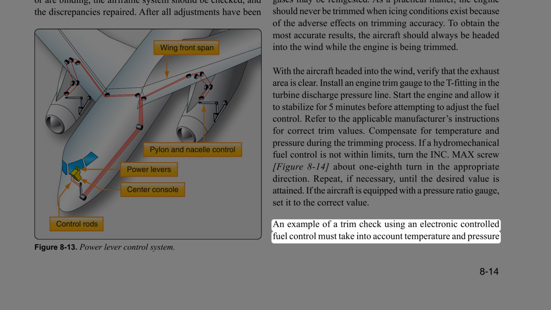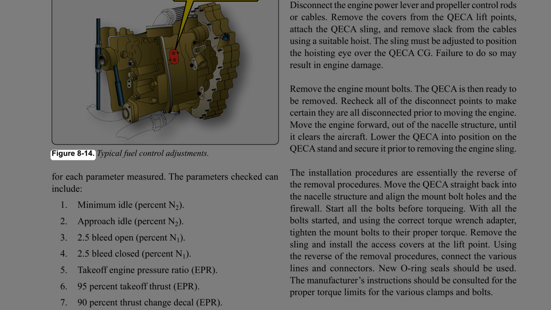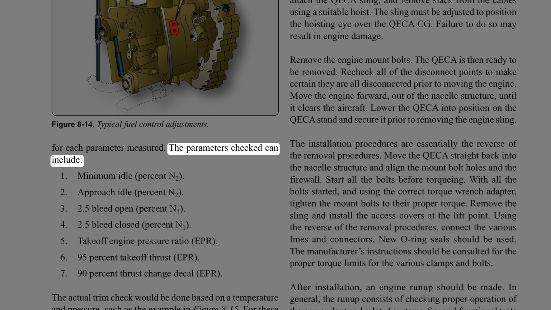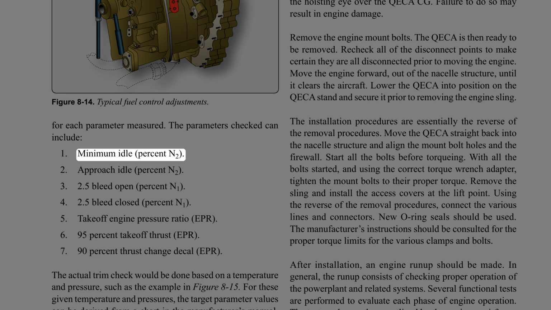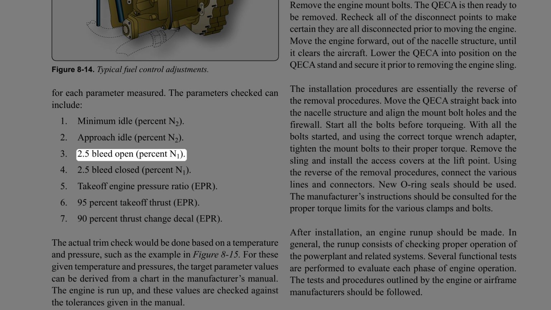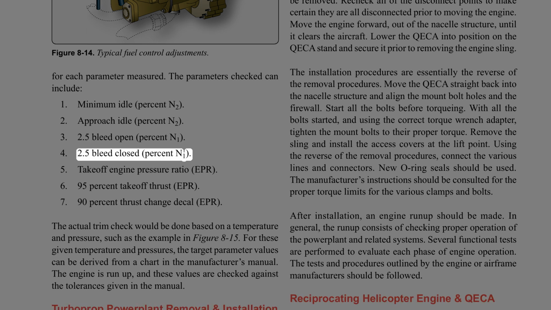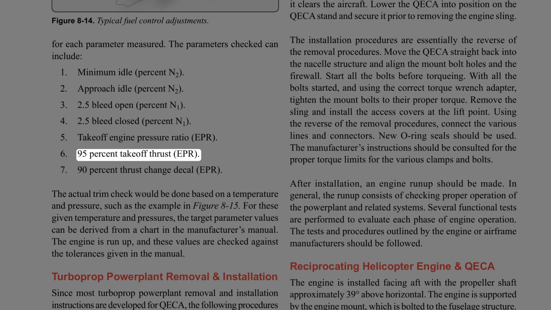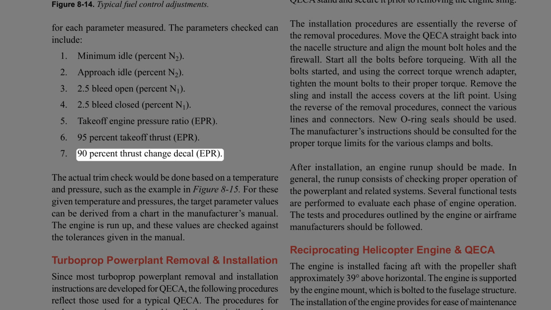An example of a trim check using an electronic controlled fuel control must take into account temperature and pressure. Figure 8-14, typical fuel control adjustments. For each parameter measured, the parameters checked can include minimum idle, %N, approach idle, %N, 2.5 bleed open, %N, 2.5 bleed closed, %N1, takeoff engine pressure ratio, EPR, 95% takeoff thrust, EPR, 90% thrust change decal, EPR.